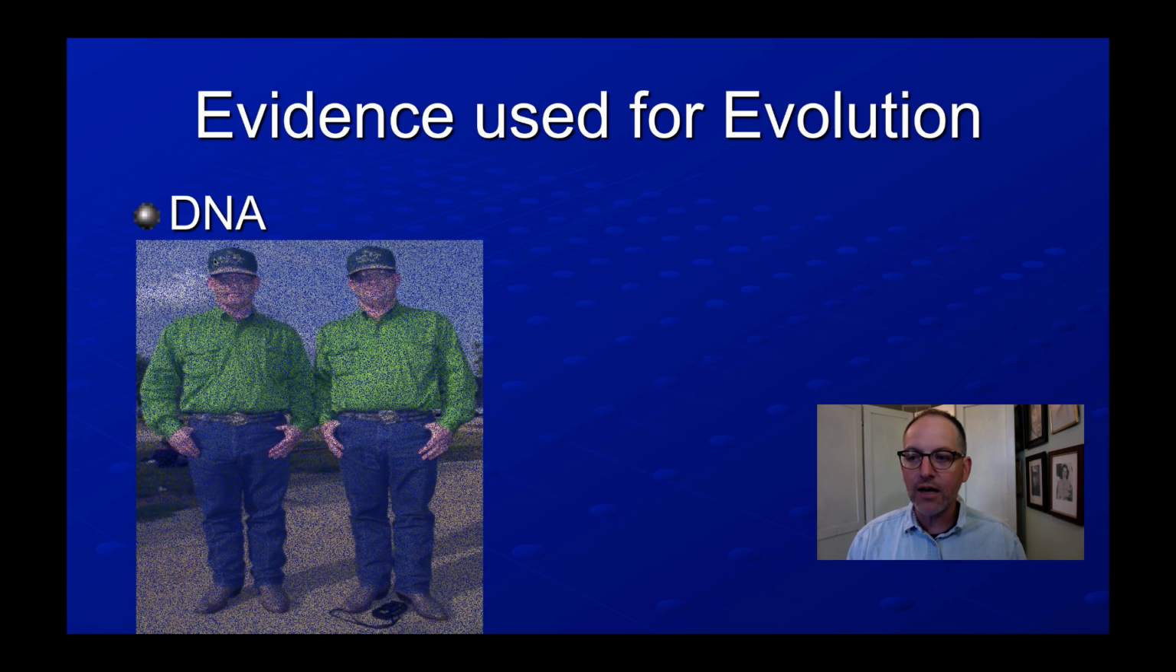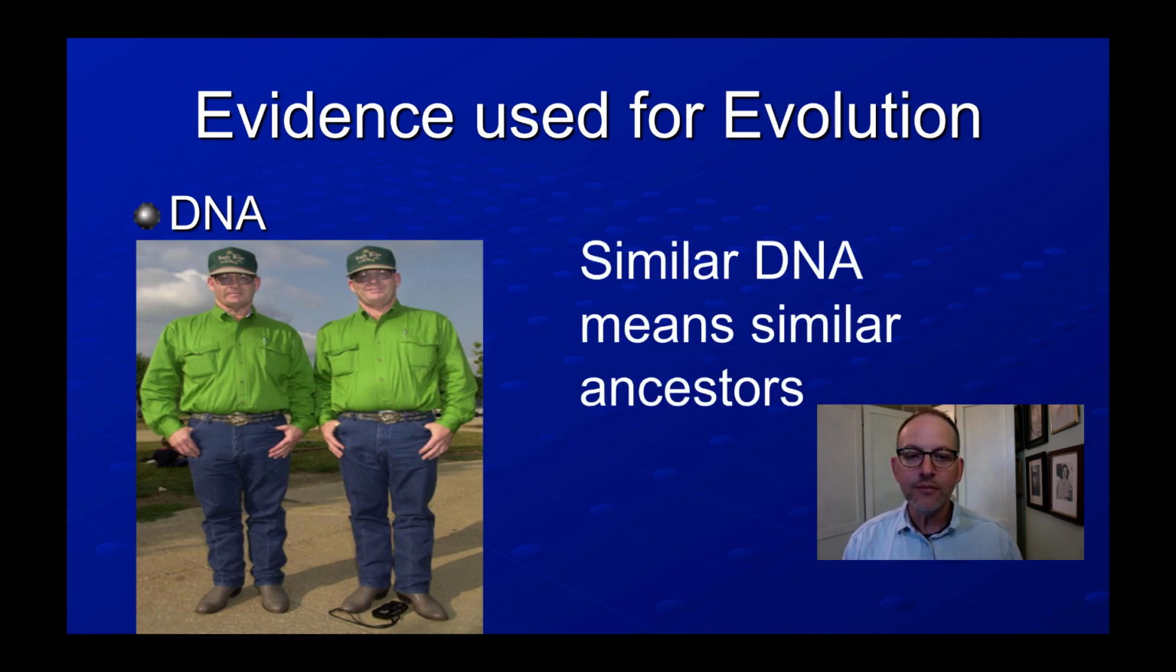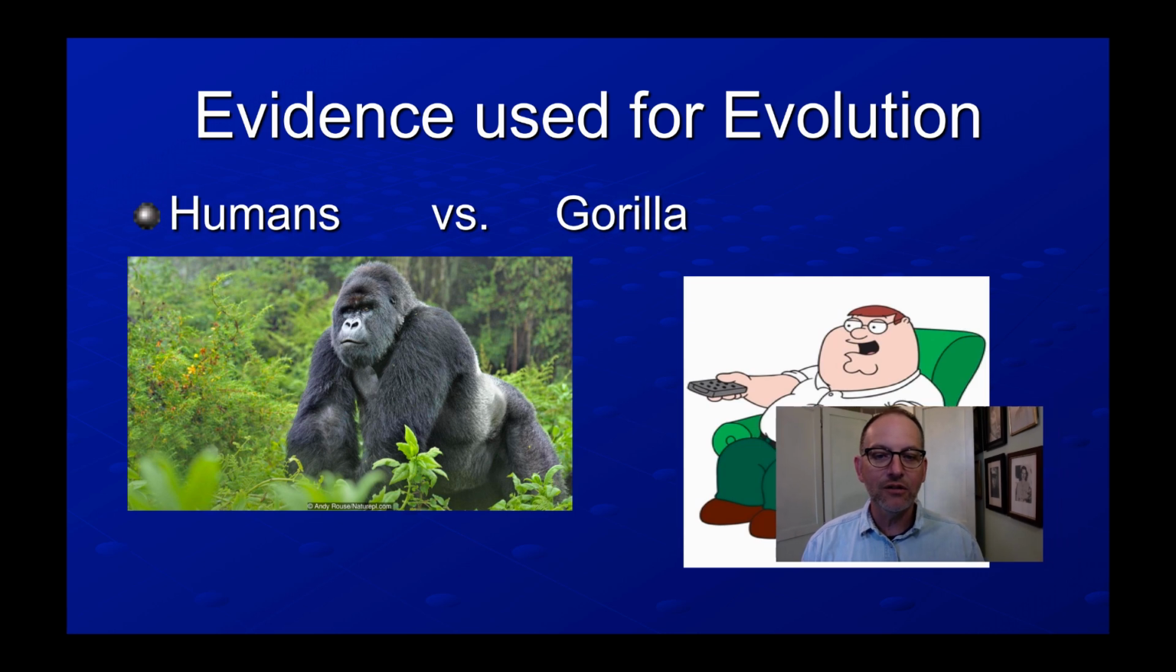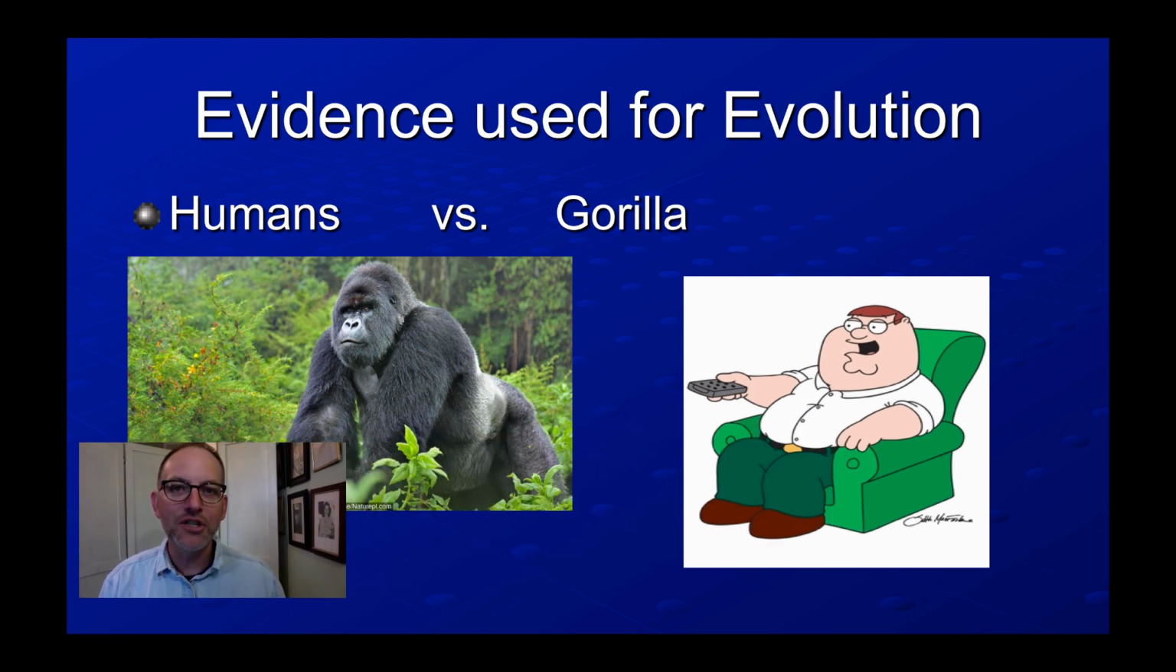Well, if you look at DNA, similar DNA means similar ancestors. So obviously these 2 lovely looking gentlemen, handsome dudes, nice boots there, and I love that green shirt, obviously they have a similar ancestor, both the same parents. But if you compare, for example, a gorilla and a human, well, how much DNA do you think they have in common? Now, I want you to take a guess.